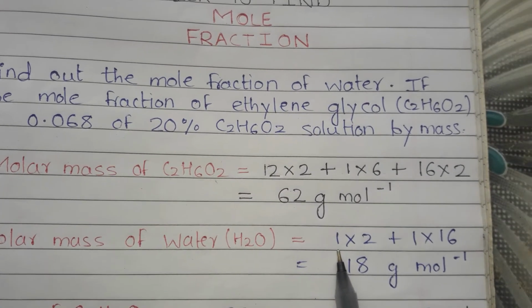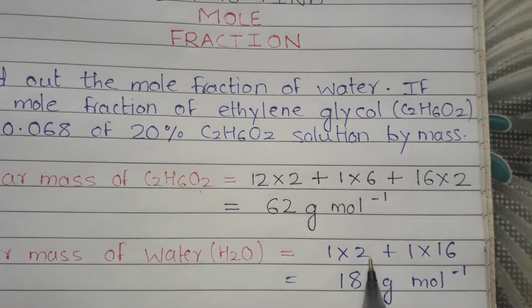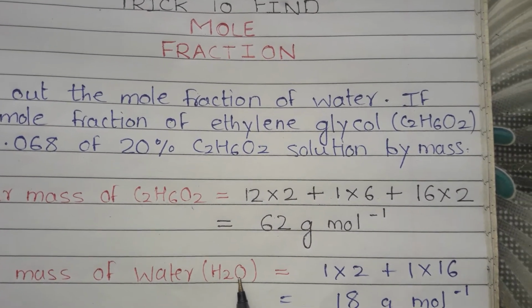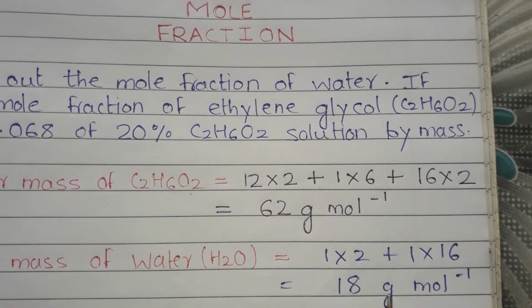Likewise we can find the molar mass of water also. We simply multiply 1 by 2, because we have 2 hydrogens, plus 1 into 16, because we have only 1 oxygen atom here. So we get the molar mass of water as 18 gram per mole.